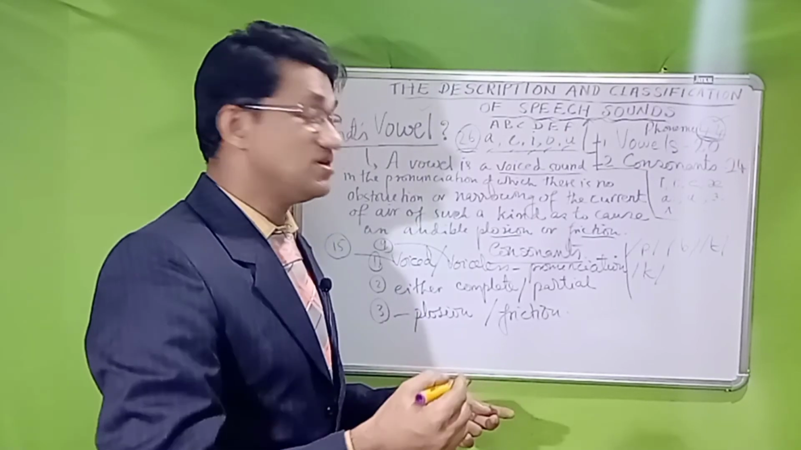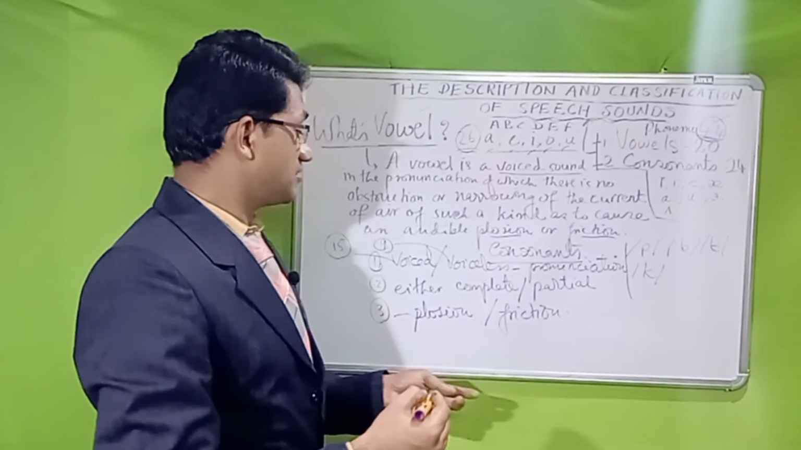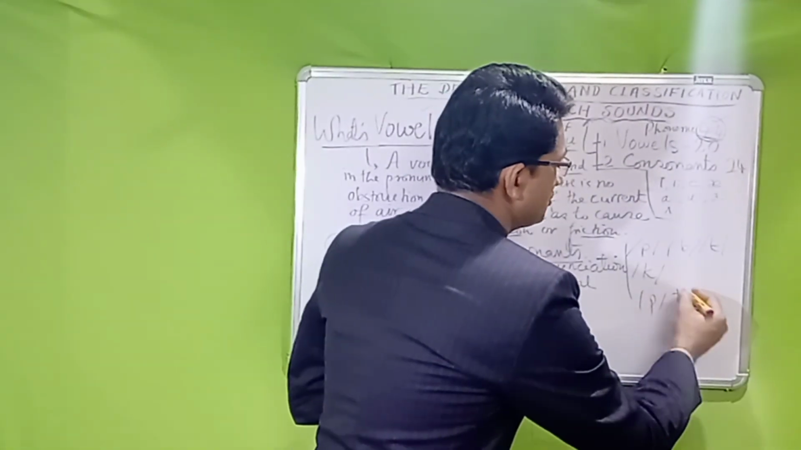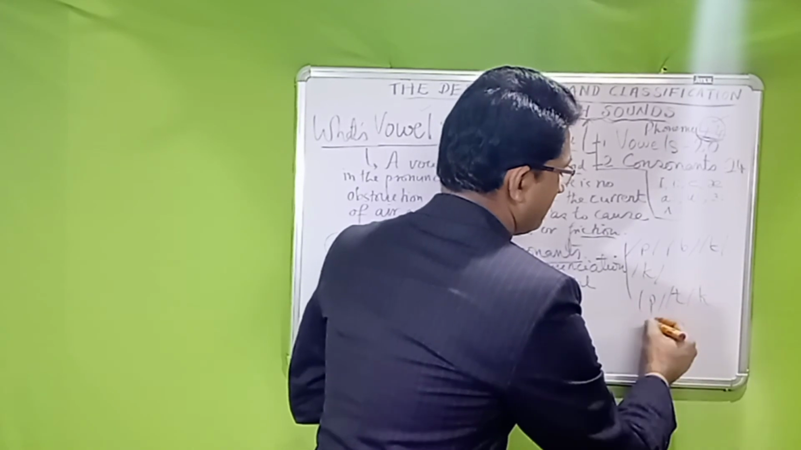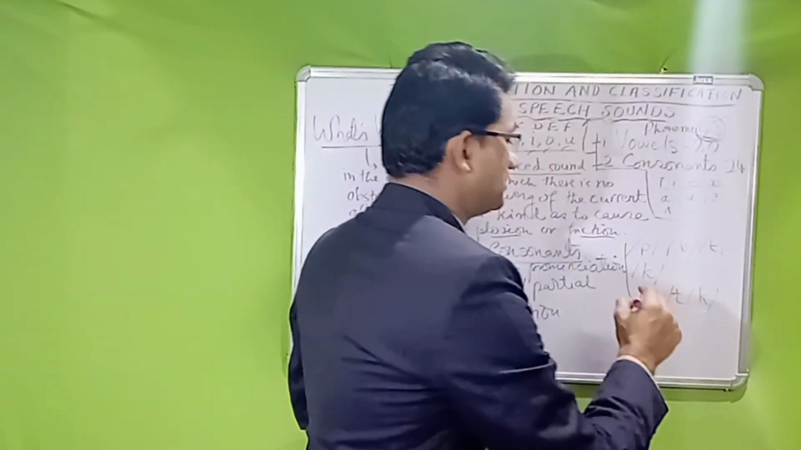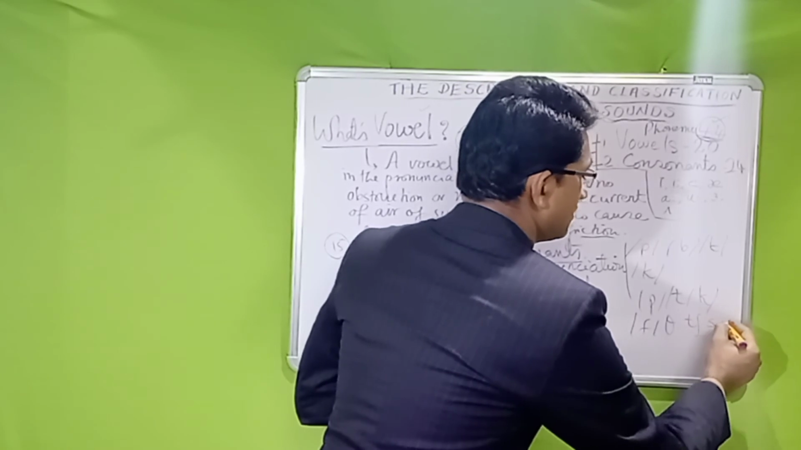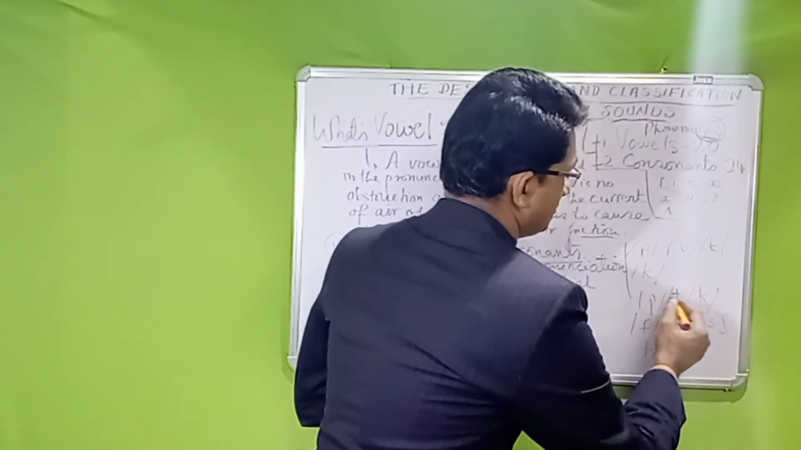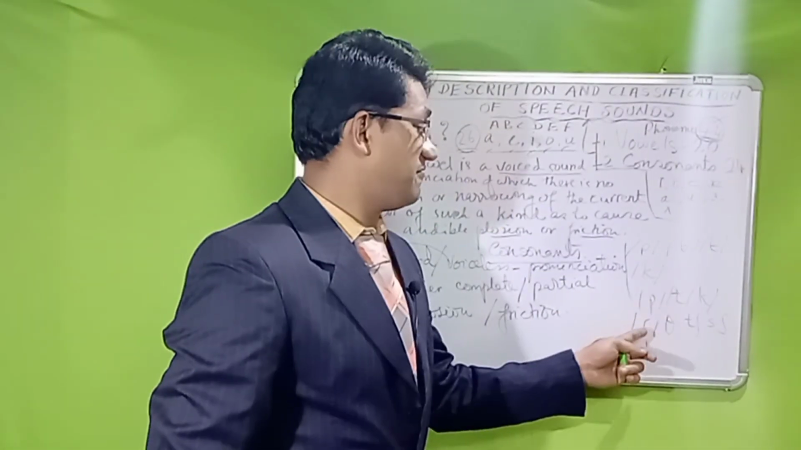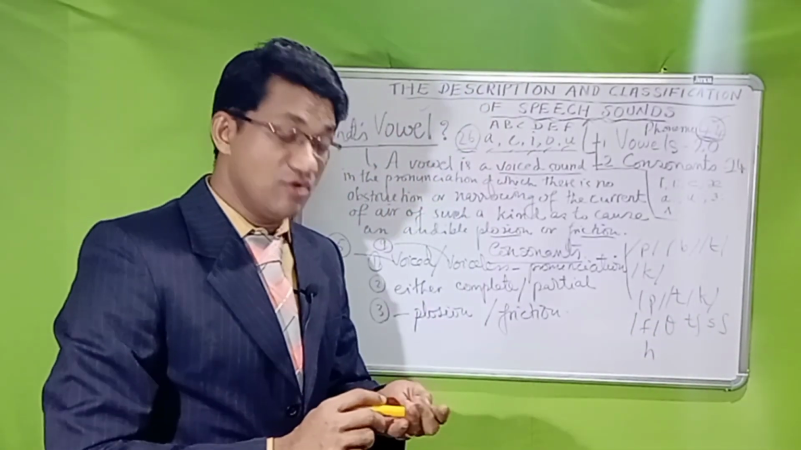And we have 9 voiceless sounds, and the sounds are p, t, ch, k, f, th, s, sh, h. They are the 9 voiceless sounds: 1, 2, 3, 4, 5, 6, 7, 8, 9. So, what is a consonant sound?